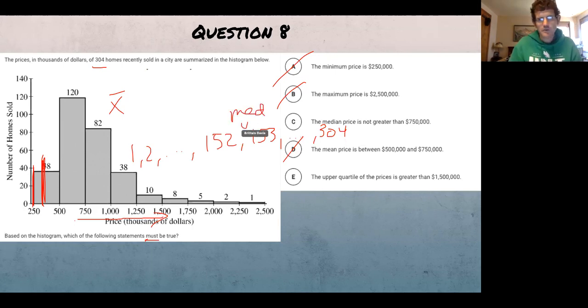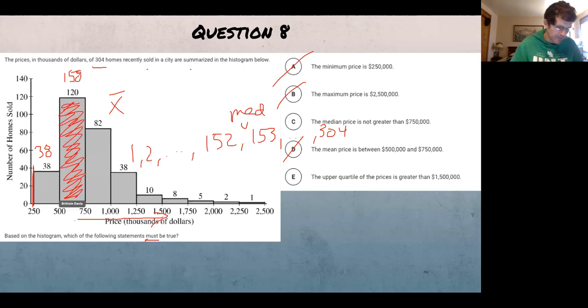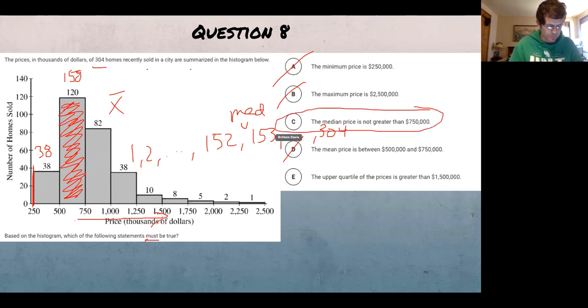So if I can figure out where 152 and 153 are, well, I know that my cumulative total, I've got 38 after I look at the first bin, and I've got 158 when I combine those two together. So the median is going to be in this bin right here. Doesn't matter the value. So what must be true? The median price is not greater than 750,000. Yeah, it's not greater than 750,000. That must be true.